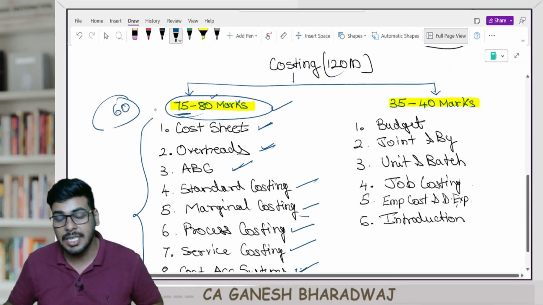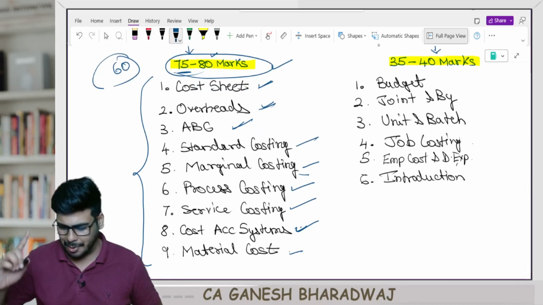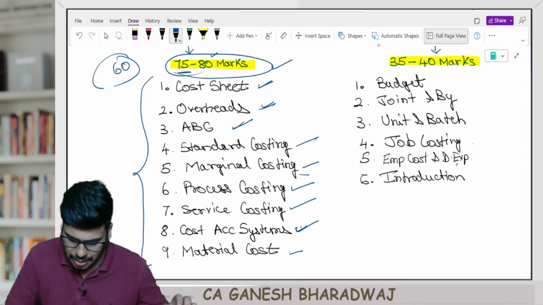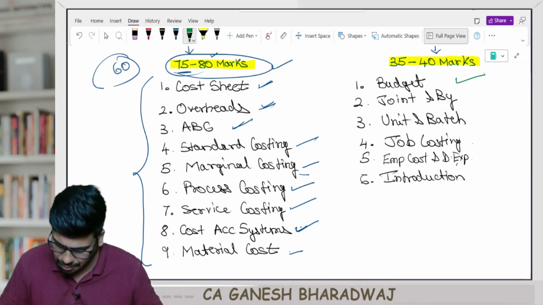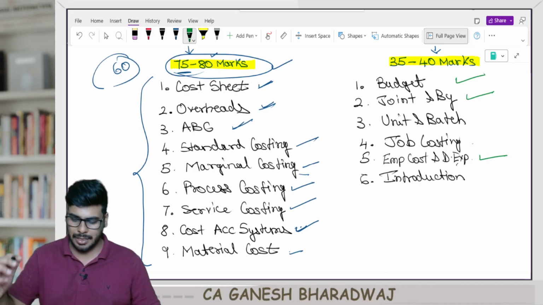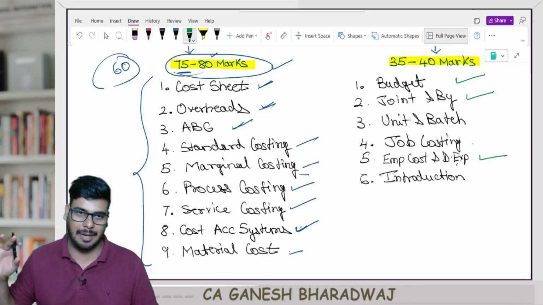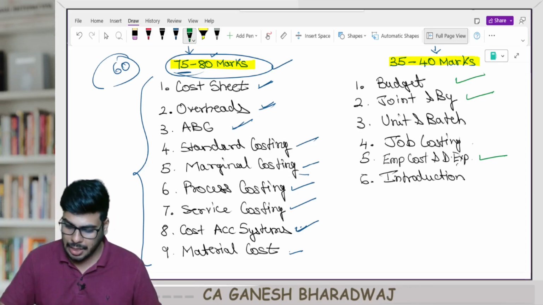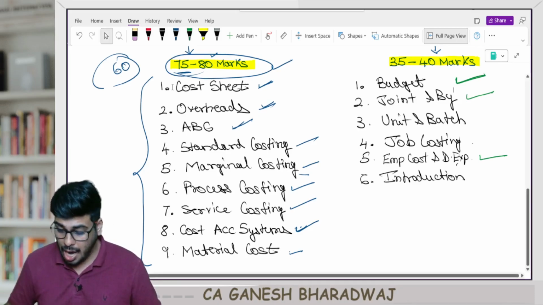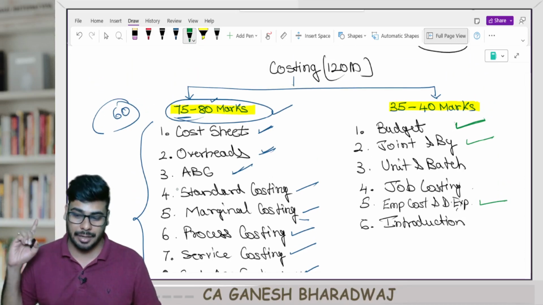Once you have done this, then go for revising the other remaining 6 chapters. In these remaining 6 chapters, if you see, out of these 6, basically budgeting, joint and by-products, employee cost and direct expenses. Among these 6, these 3 are relatively bigger. Among these 6, I am saying, right? These 3 are relatively bigger. Out of this, even budget is biggest, right? Now, I am not trying to say that budget will not be tested. Please be very clear, right?